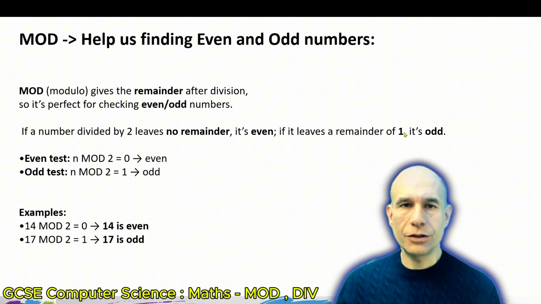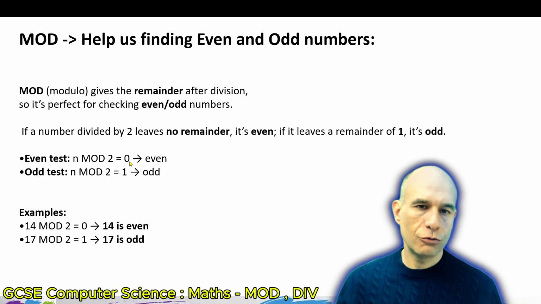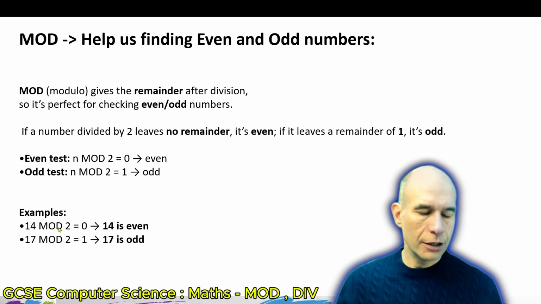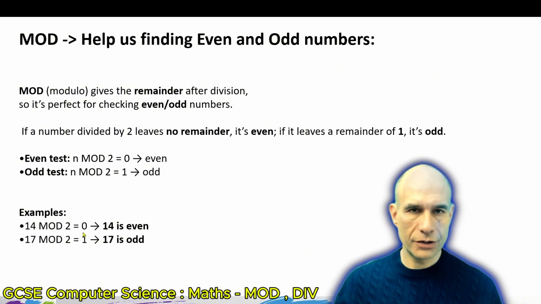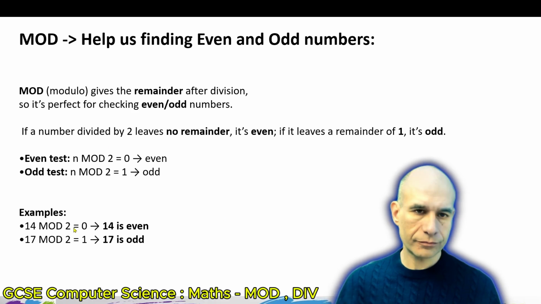And if the remainder is 1, it means that number is odd. So for example, whatever number you mod by 2, if it is 0, it's even, and if it is 1, it will be odd. For example, 14, which is an even number, we know that, modulus 2 will be 0 because 7 times 2 is 14 and there is no remainder of that division. But 17, for example, will return 1. The remainder will be 1, so that means it is an odd number.